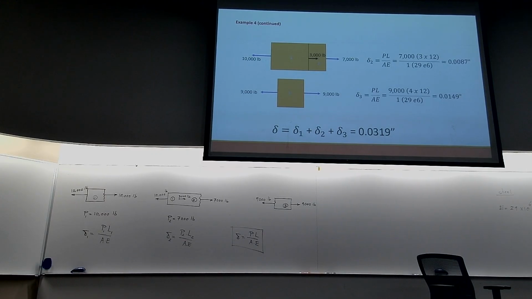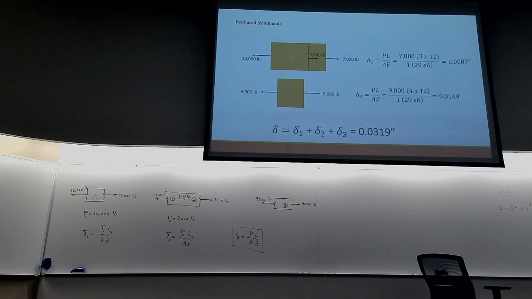You have a question? On delta 2, you use 3 feet, but with 1 and 2, it would be 5 feet. Would you just use the middle section, or would you use both of them added together? We just use the length of that particular segment.